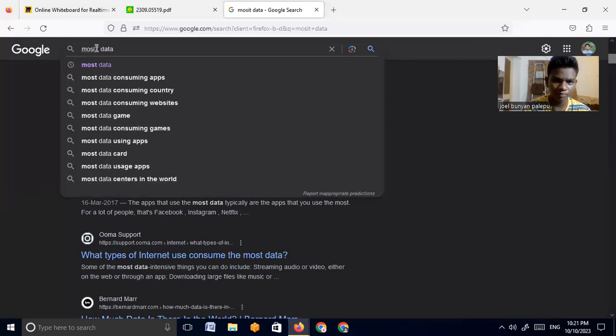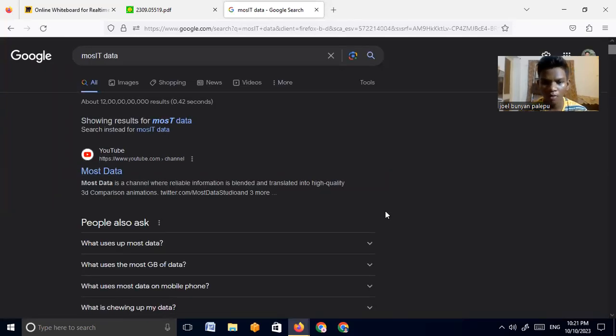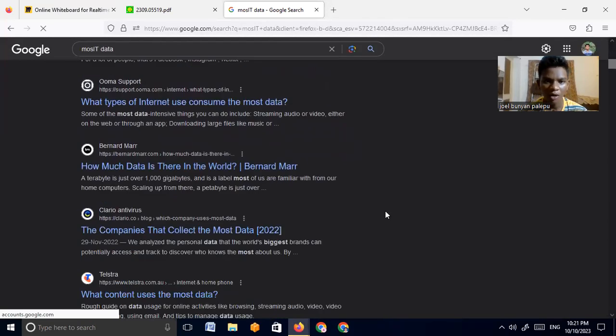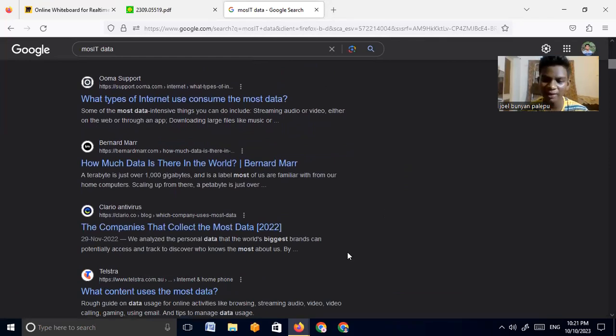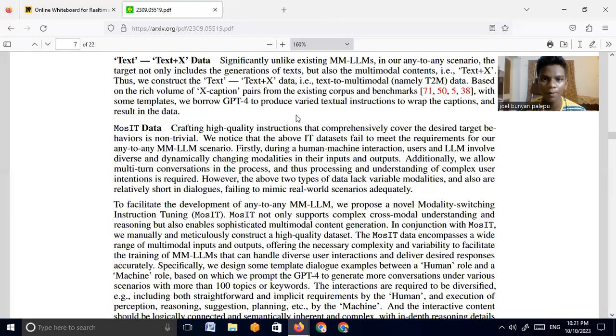Put that in caps lock. Well, I guess it is not that popular. Yeah, maybe the data set is not that popular.